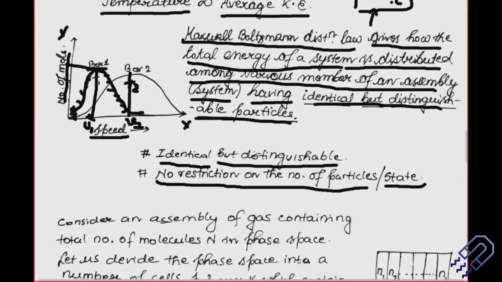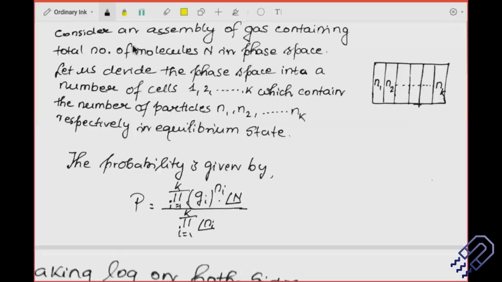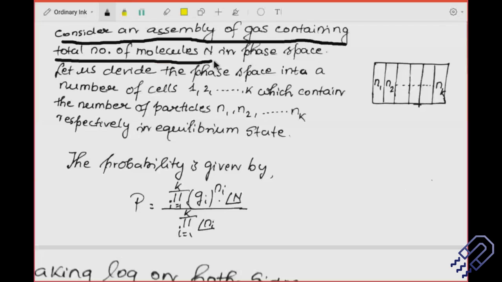So for the Maxwell-Boltzmann distribution, we are going to consider a scenario. Let's just read this scenario once. I think I have already said this, but let's repeat it. We will consider an assembly of gas containing a total number of molecules N. So you have an assembly of gas N, n1, n2, n3 up to nk, and the total number of molecules is nothing but N.